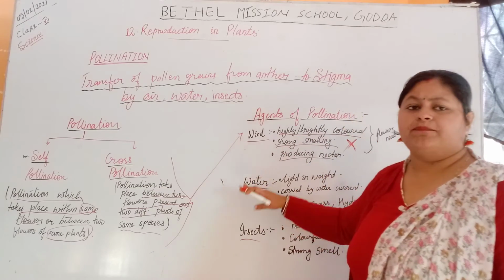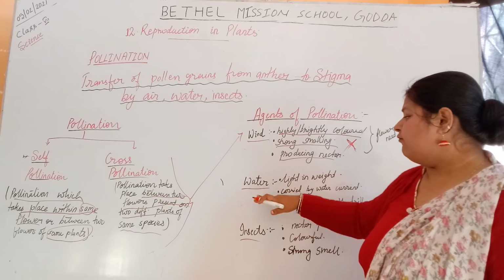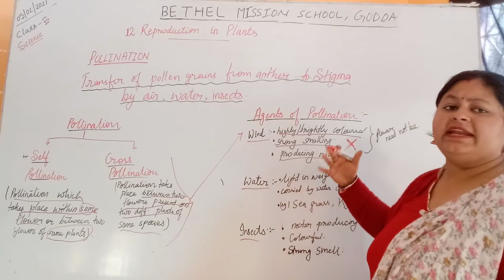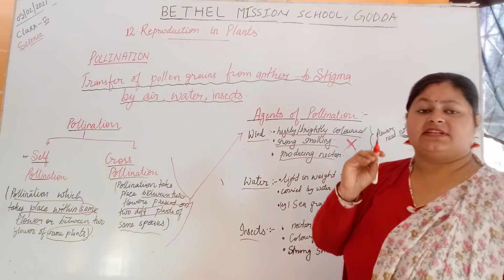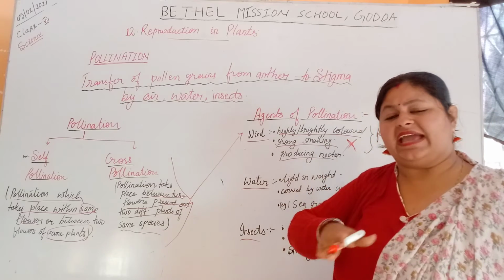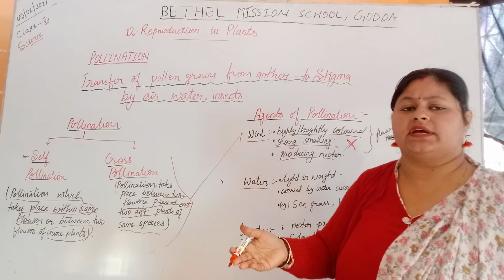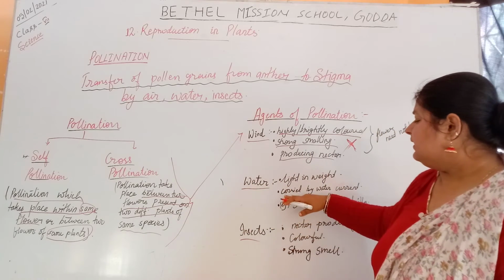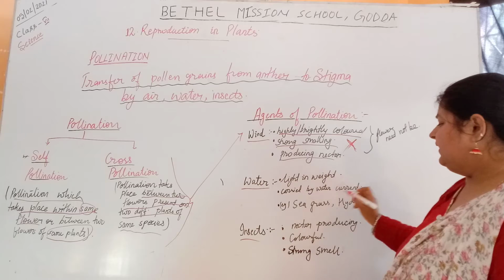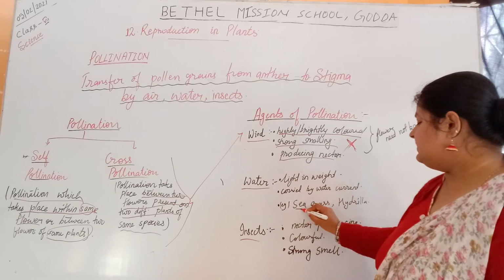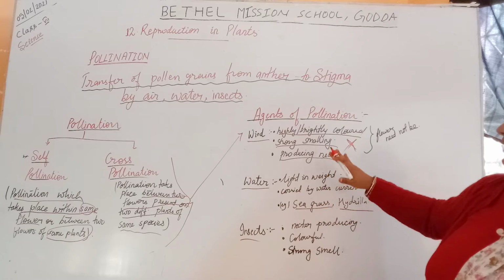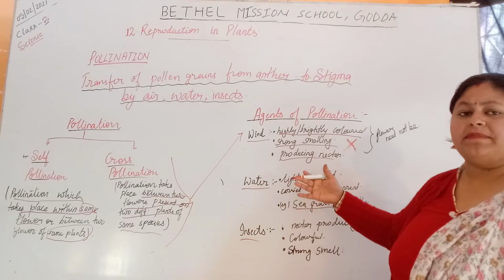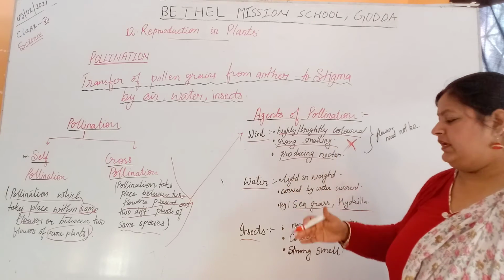Okay. Pollination by water. Water pollinated plants should be light in weight, so that they are carried away by the current of water. Examples are seagrass and hydrilla plants. These plants get pollinated by water pollination.